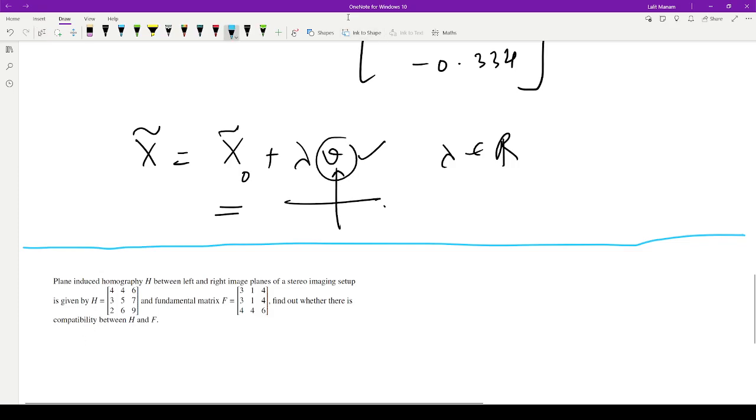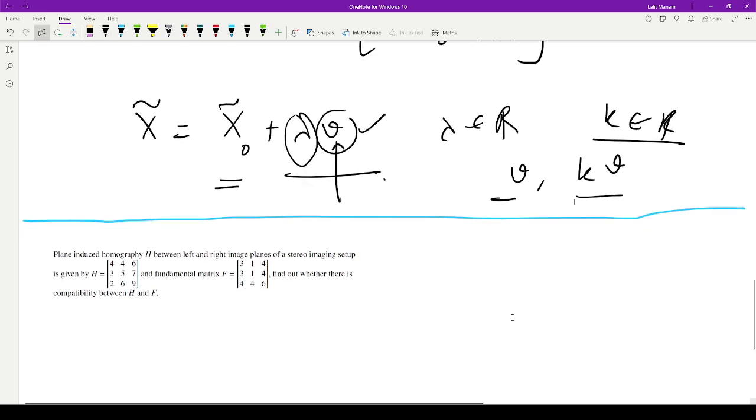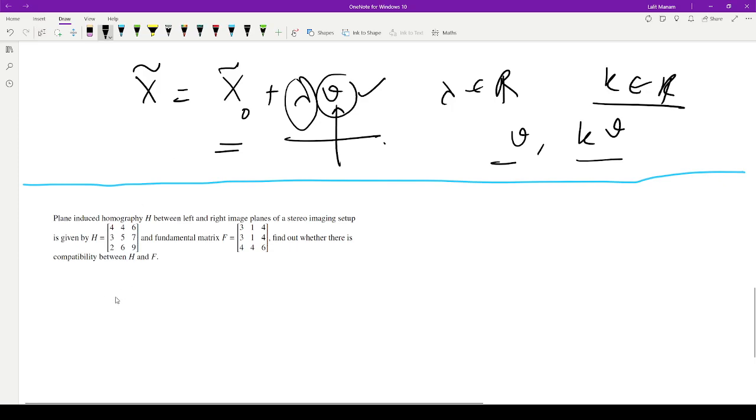By the way, just to note, if v is a valid answer for this, then any multiple kv is also valid, where k belongs to R. Similarly, the scaling factor will also be scaled. So if you have multiple choice questions, then v and kv both will be the correct answer. Okay, so we move on to the next question.